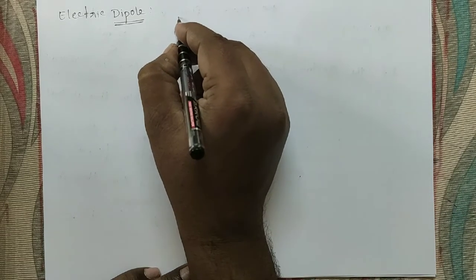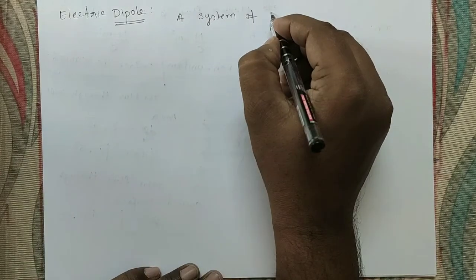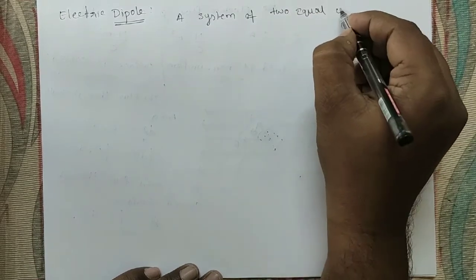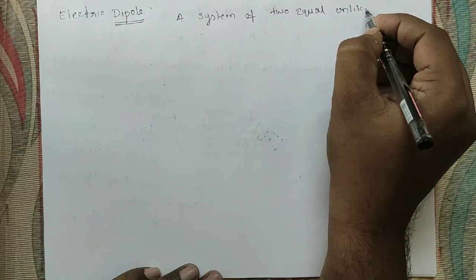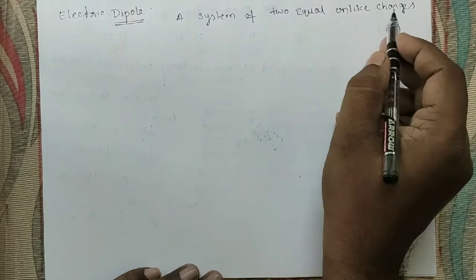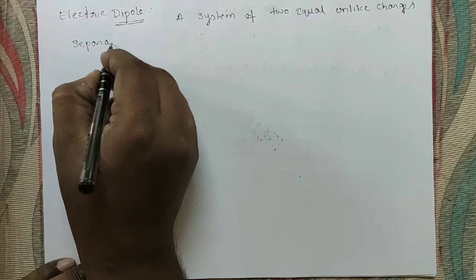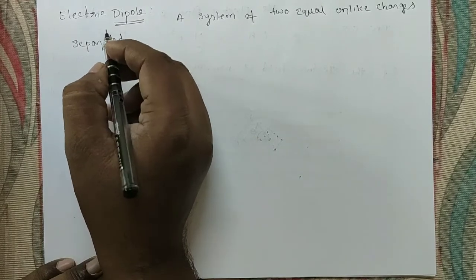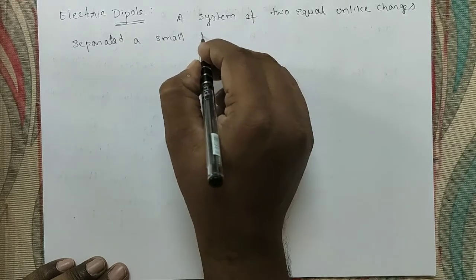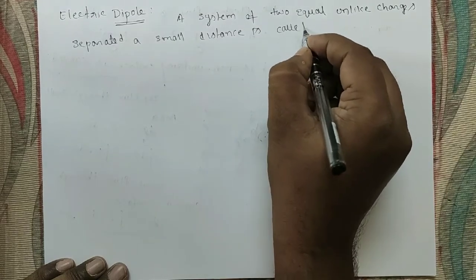A system of two charges, equal in magnitude, unlike in charge. Two equal unlike charges separated by a small distance is called a dipole.